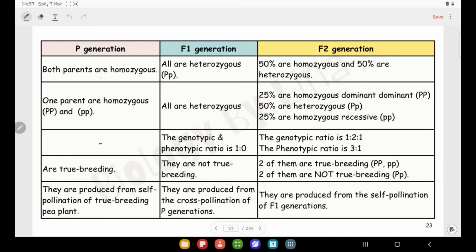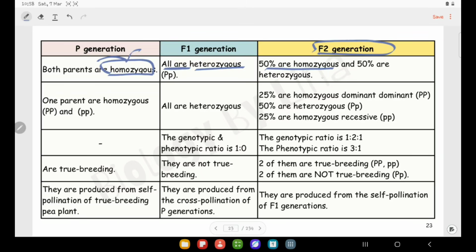So if we want to compare the P generation with F1 and F2 generation, in P generation, as we said before, both parents are homozygous. One of them would be the homodominant and the other one will be homorecessive. And in F1 generation, we said that all of them are dominant and they are heterozygous. What about in F2 generation? In F2 generation, we can say 50% are homo and 50% are hetero.